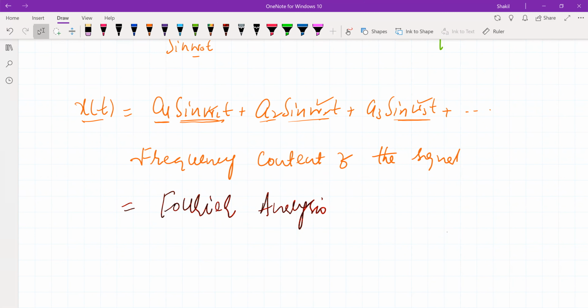Because sine is a single frequency, when we express x of t as a weighted sum of sinusoids, this will give us the frequency content or the frequency information of the signal, which frequency is present in x of t. For example, in the previous session, we approximated x of t as a weighted sum of sinusoids like this.